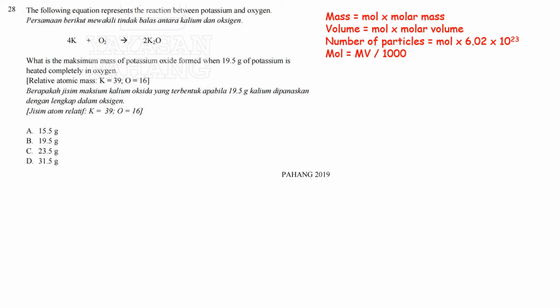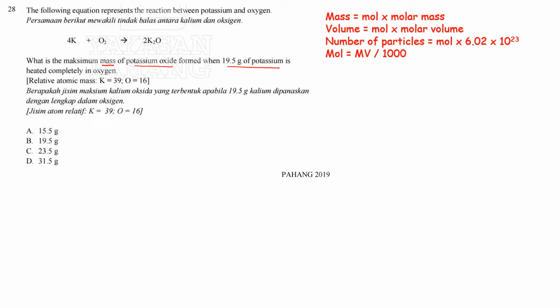So now we look at question 28. The following equation represents the reaction between potassium and oxygen. What is the maximum mass of potassium oxide formed when 19.5 gram of potassium is heated completely in oxygen? In this question, they ask you to find the mass of potassium oxide, and they give you the mass of potassium.